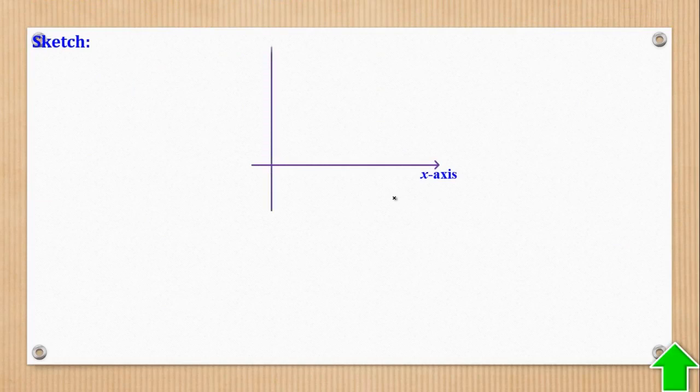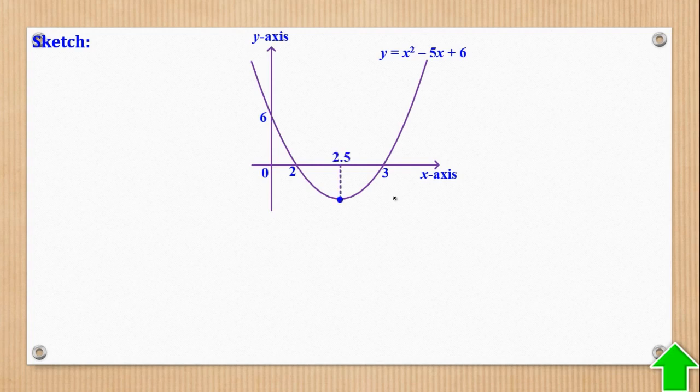So I need the axes and label them. Then draw the curve with a minima. Then put the necessary points, the intercepts 2, 3, and 6. Then the turning point. And that's what they wanted.